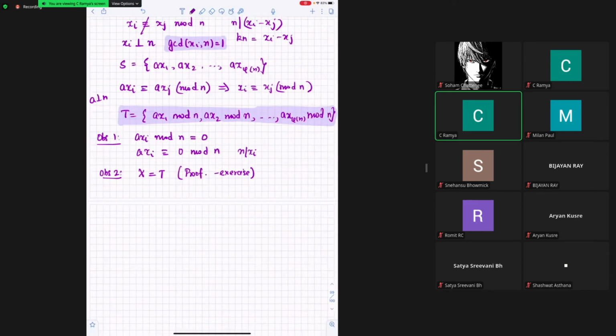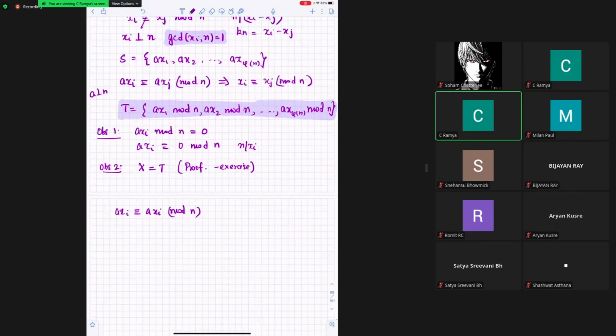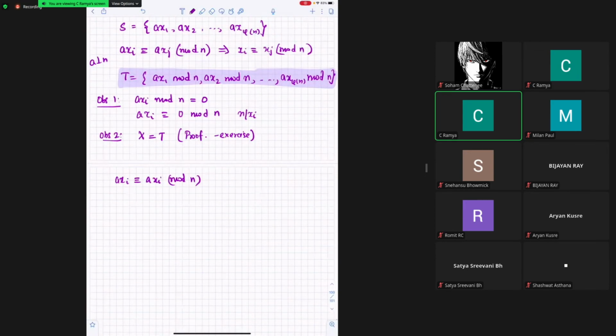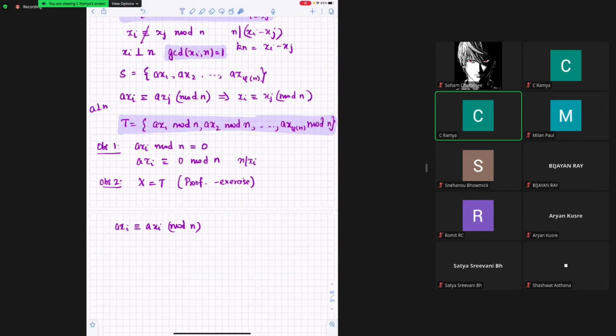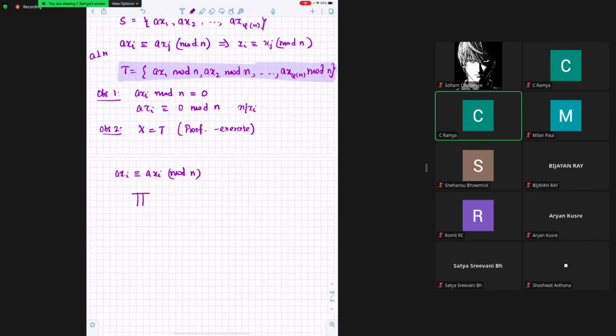So then what can we say? I know that AXi is congruent to AXi mod N. This is trivially true. So this means that every element here is congruent to one element here. AX1 is congruent to AX1 mod N, AX2 is congruent to AX2 mod N, and so on. So I can take the product, and it is fine.